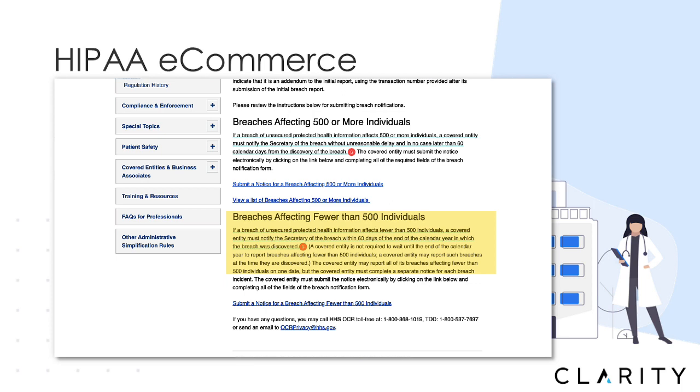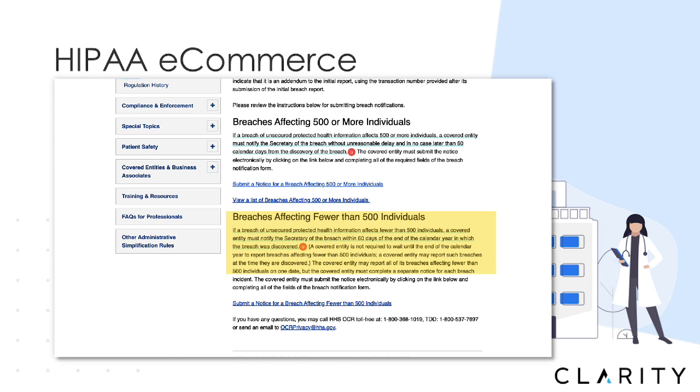Let's say you're working with a vendor and you accidentally give them access to a couple of different test records and didn't realize it was real patient data while they were working on something. You don't have to report those individually. You can pool them together. So it says you can report multiple breaches, all of the breaches affecting fewer than 500 on one date, but you must complete a separate notice for each breach incident.